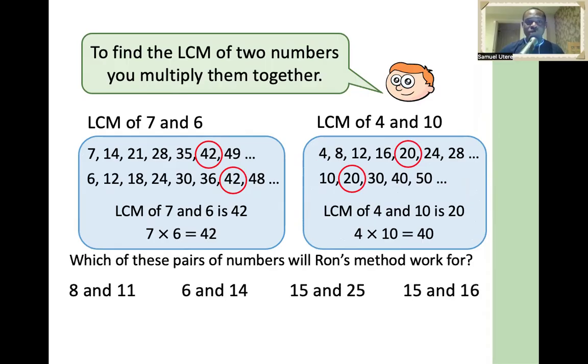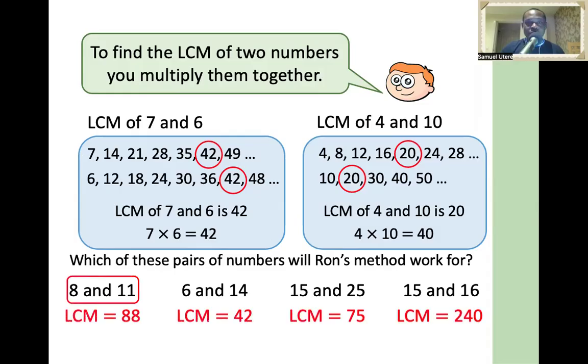So here is some for you to try. Which ones do you think would work for Ron's method, where if we just multiply the numbers, we'll get the lowest common multiple? Have a think. Of course, there are these numbers, okay? 15 and 16, and then 8 and 11.